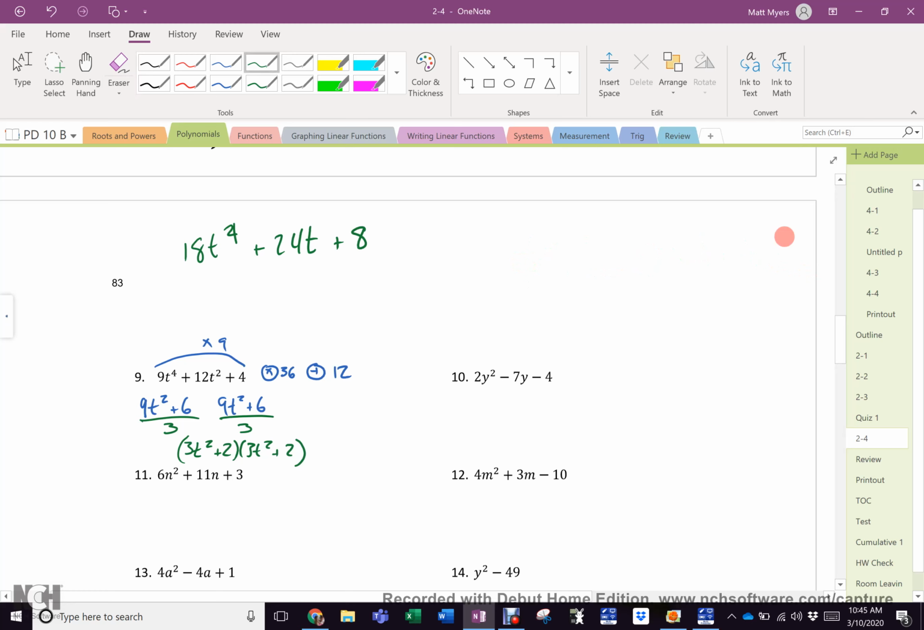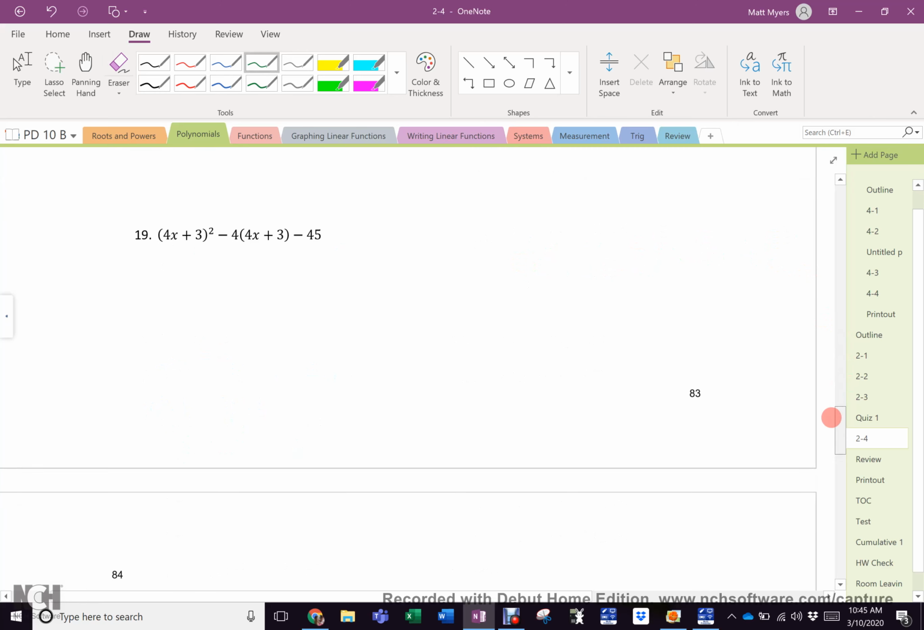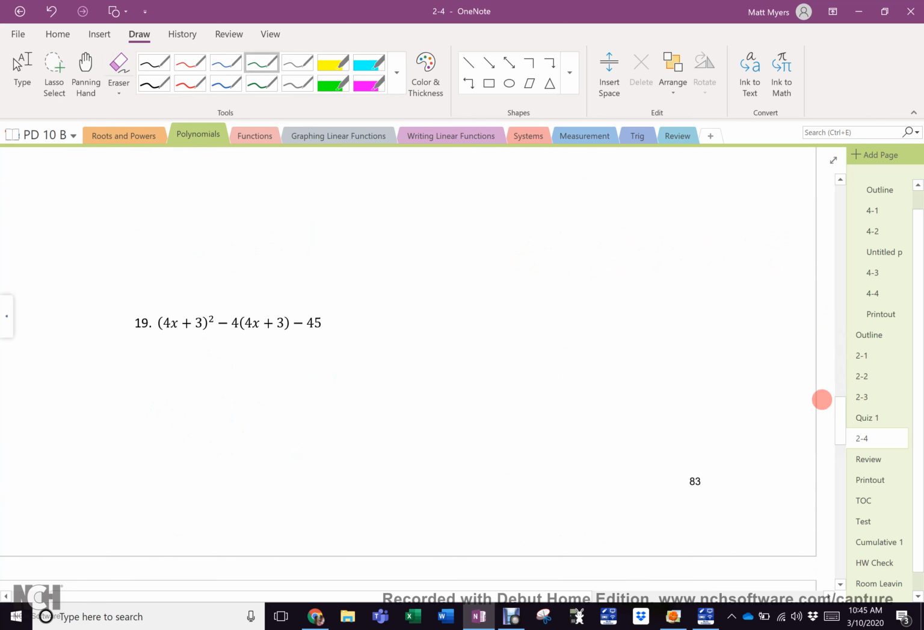All right, is everybody good? All right. Finish page 83. Please notice there's some tricky ones at the bottom.